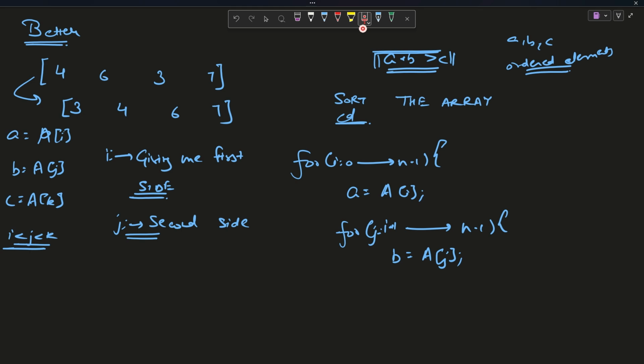Now tell me, if a is this, b is this, a plus b is 7. Is any pair possible with 3, 4? Can 3, 4 form any possible pair? I don't think so.